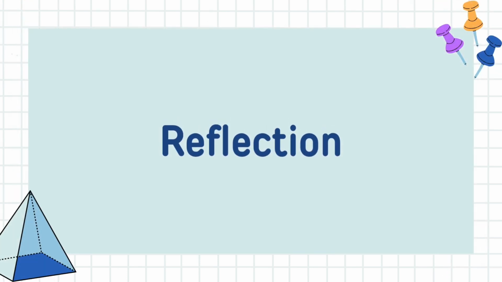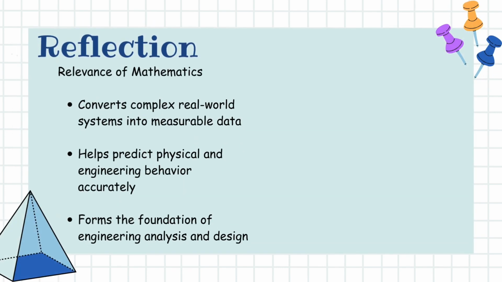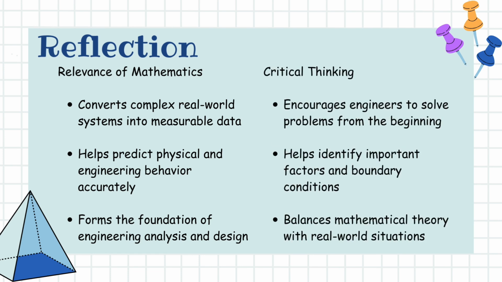For the reflection session, I will explain 4 important values gained from learning differential modeling in engineering. First is relevance of mathematics. Mathematics helps engineers convert complex real-world systems into measurable and understandable data. It also allows engineers to predict physical behavior accurately and becomes the foundation of engineering analysis and design. Second is critical thinking. Differential modeling encourages engineers to think critically and solve problems from the beginning instead of only using formulas directly. This also helps balance mathematical theory with real-world application.